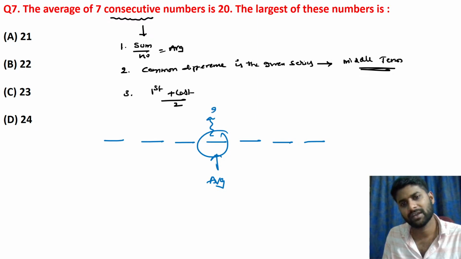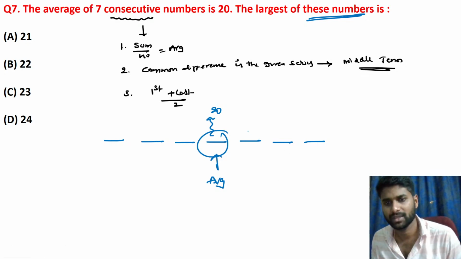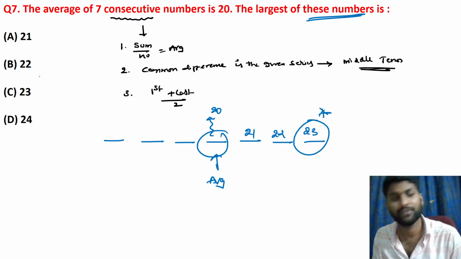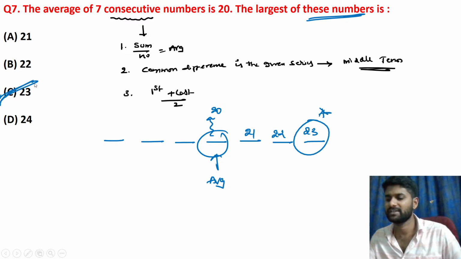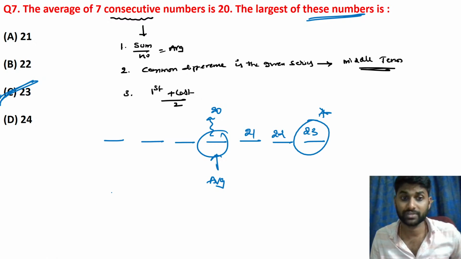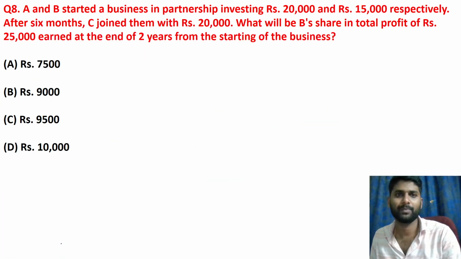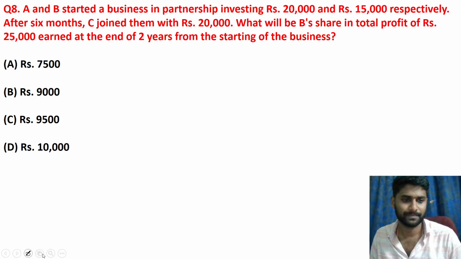And the value is given. The value is equal to 20. And you have to identify the largest number. Consecutive numbers means a difference of 1 only. See here, the highest number is 23. If you know this concept, you can solve this question within 5 seconds. That's why improve your concepts in each and every topic in quantitative aptitude. Concepts are most important, and along with that, improve your calculation skills also.